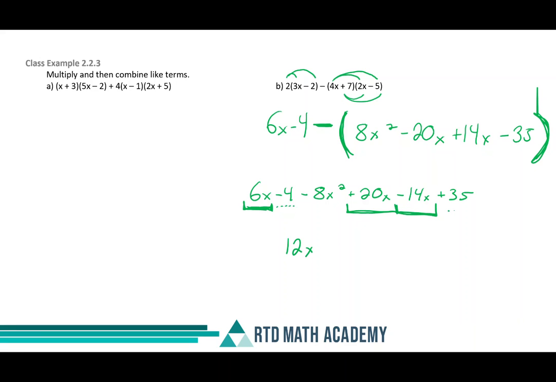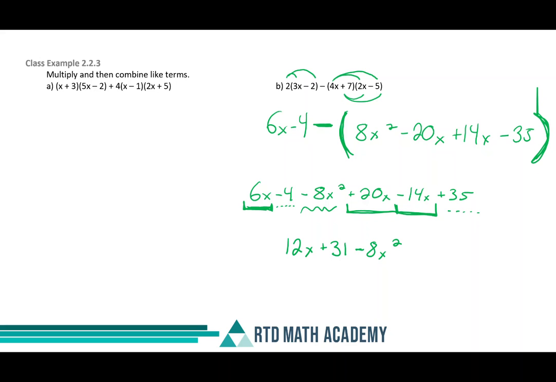Next, I have a constant of negative 4 and 35. So if I have negative 4 plus 35, I'm going to get 31. It's just a constant. And then I have this negative 8x squared who doesn't have any partners. This technically is a correct answer, but in English, you start your sentence with a capital letter and you end it with a period or exclamation point or something along those lines. The same thing happens in math.